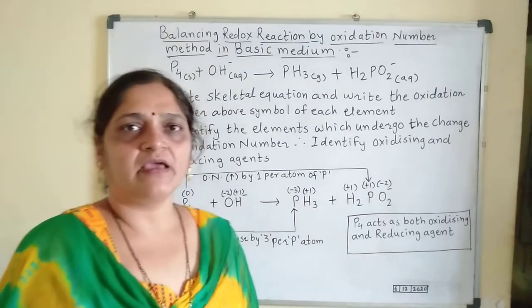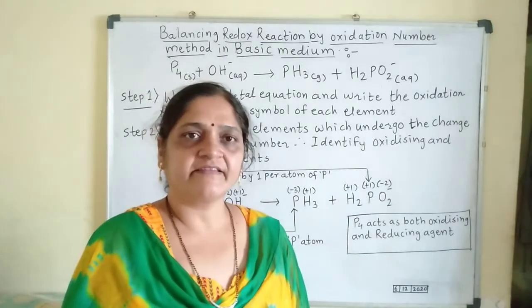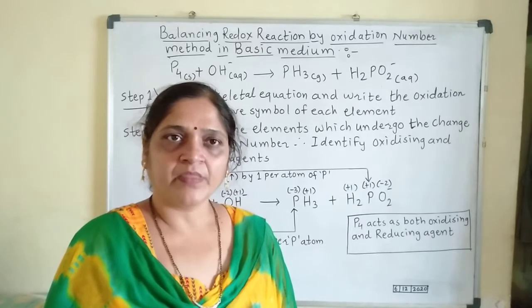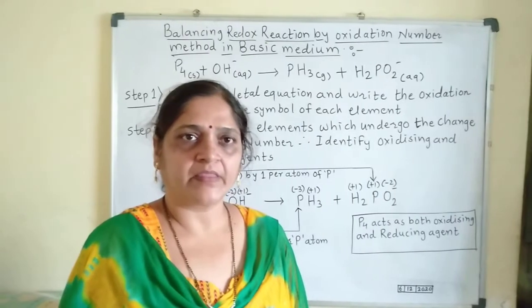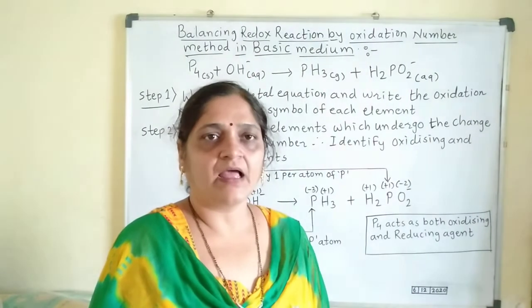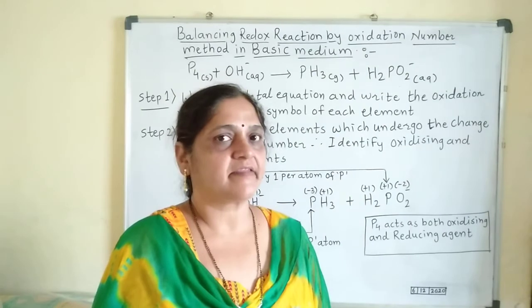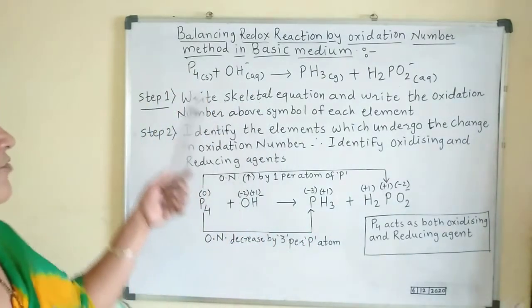Hello students, we are going to see the balancing of redox reaction when the reaction is taking place in basic medium by using oxidation number method. Is that clear? So the method is oxidation number method and the reaction we have to balance is taking place in the basic medium. Let us see the equation given which we have to balance.